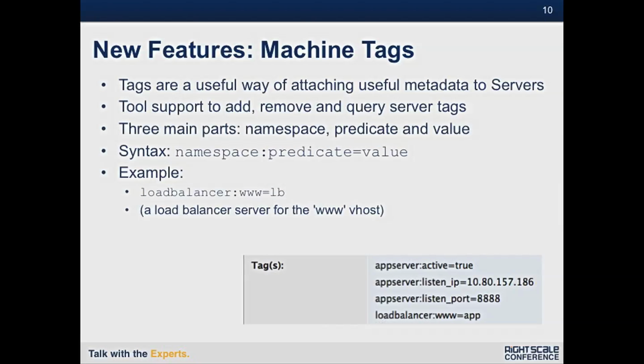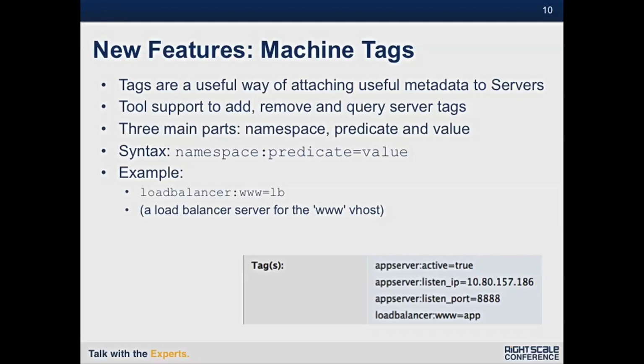Machine tags are a really simple concept, but basically it's a way to attach some extra metadata to your running server. An example that we have here, there's a laser pointer on that, right there, is an example of a machine tag. It's saying that this is a load balancer tag, WW equals LB. We use that to mean that this is a load balancer balancing the www host. We use these on our load balancer server templates. And here are some examples of more tags that get put on our app server. We provide tools to add, remove, and query these tags.